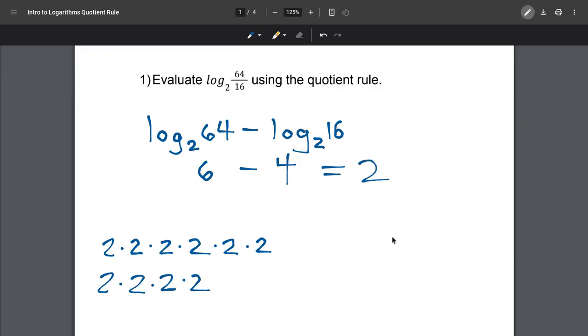Okay? Another way we could think about this is, if we reduce this fraction, so I can show you this works, 64 divided by 16 is 4. So how many 2's do you have to multiply together to get 4? Well, 2 times 2 equals 4, so 2 2's, so this equals 2. Okay? Let's try another one.